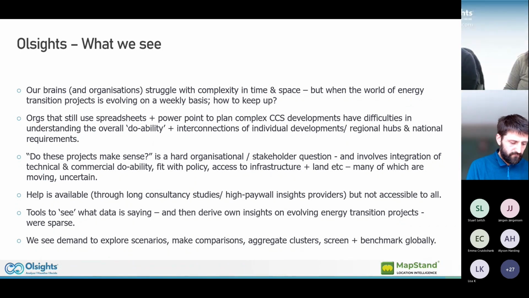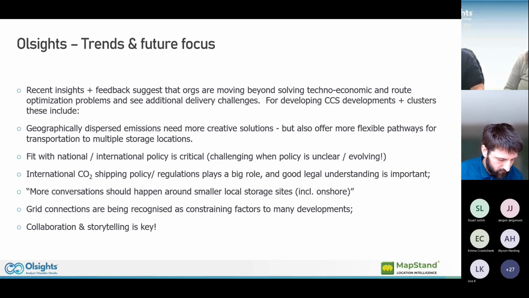And so the kind of demand that we're seeing is really for tools to explore different scenarios, make comparisons between different pathways, aggregate clusters, in a very visual, quick way, and be able to screen things and benchmark globally. So that's what we see.